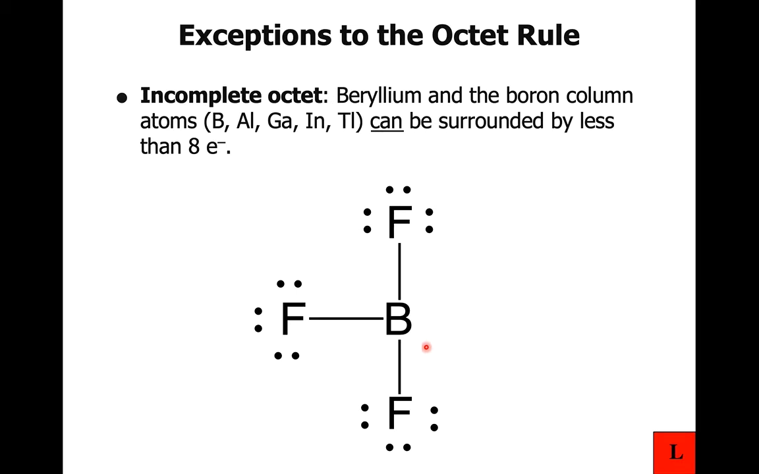This does end up meaning that this is very reactive. So if we show this, for example, a fluoride anion, it will react immediately. So it is very hungry for another pair of electrons.